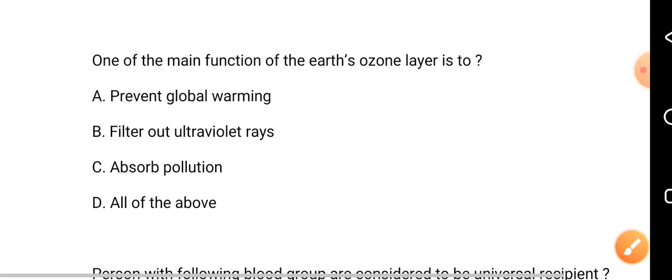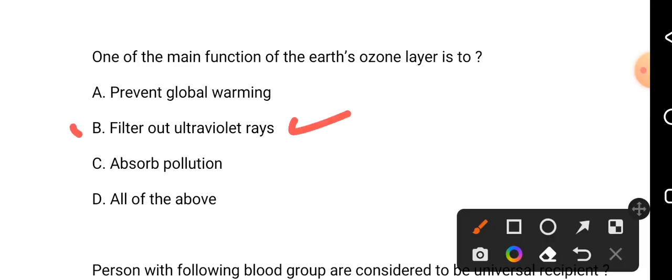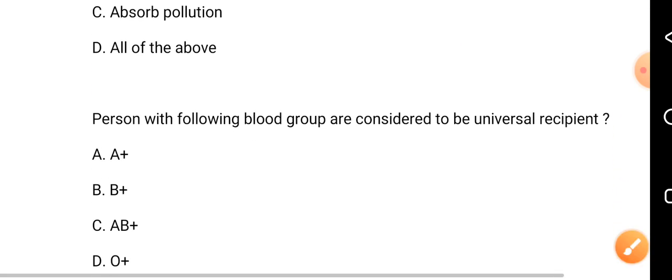Next question. One of the main functions of the Earth's ozone layer is to? Its answer is option B, filter out ultraviolet rays. B is correct here.